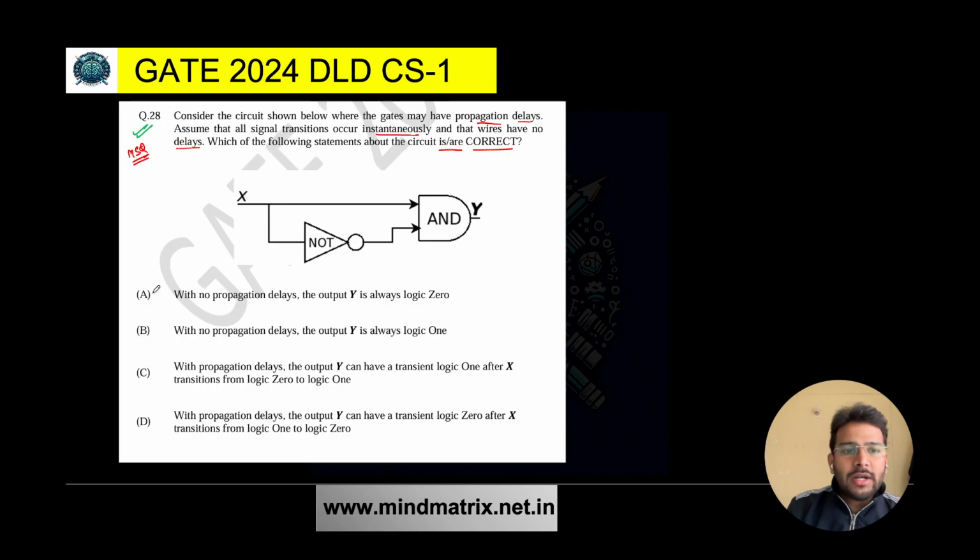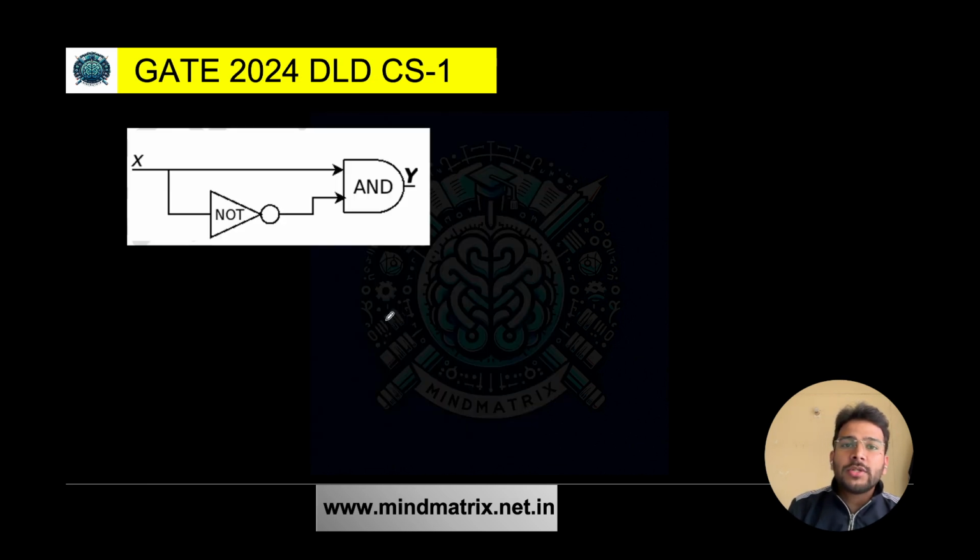So option A says that with no propagation delays, the output Y is always logic 0. Okay. With no propagation delay, the output Y is always logic 0. So here let's try to find out. Let's say there is no propagation delay as per option A. Let's say I'm giving X value as 0. There is no propagation delay, so obviously here I'm going to get 0, and there is a NOT gate applied here.